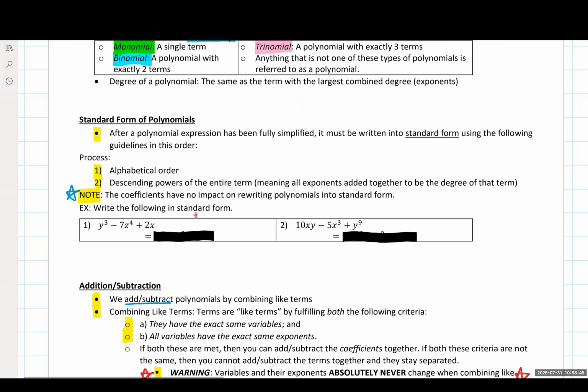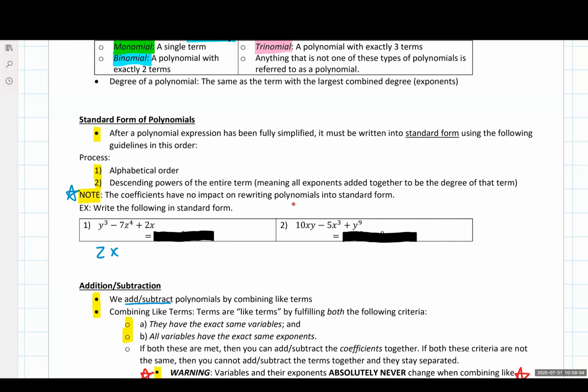So which term is going to go first? All we're going to be doing is listing that out in alphabetical order. So between y, z, and x, which one would come first? Well, it's going to be x. X comes first in the alphabet. So I would list this first as 2x.